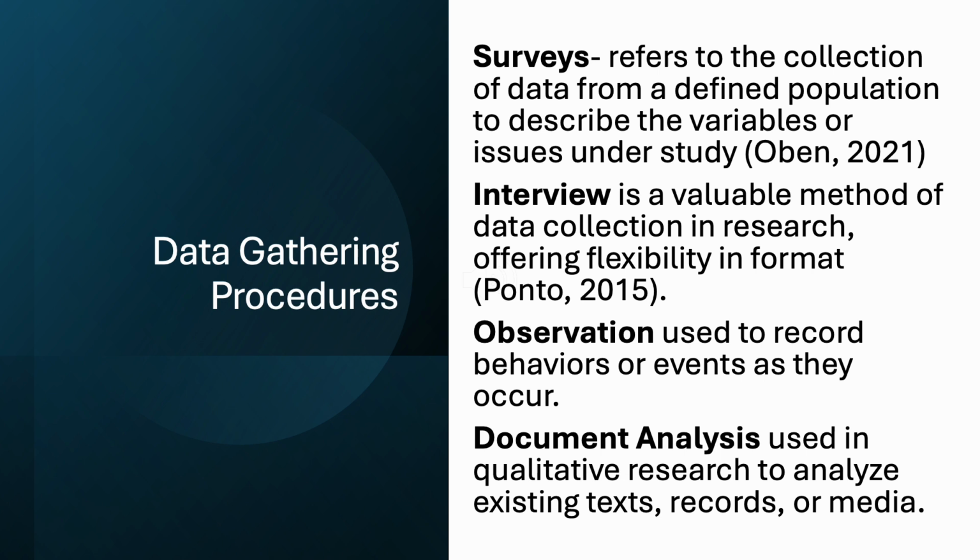Observation is used to record behaviors or events as they occur. Structured observations rely on predefined categories, such as rating scales or checklists, for example, a classroom engagement checklist. Unstructured observations involve free-form notes documenting behavior and context, such as field notes during a play therapy session. Document analysis is commonly used in qualitative research to examine existing texts, records, or media. This method helps identify themes or patterns from written or visual materials, such as coding structures for policy document analysis or content analysis of mental health-related social media posts.